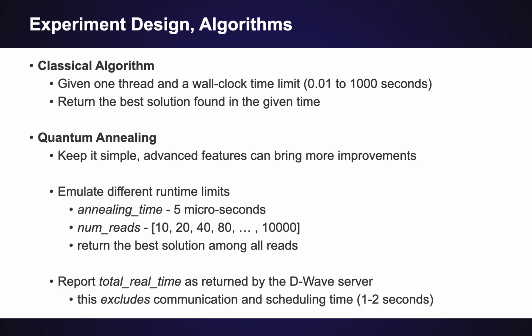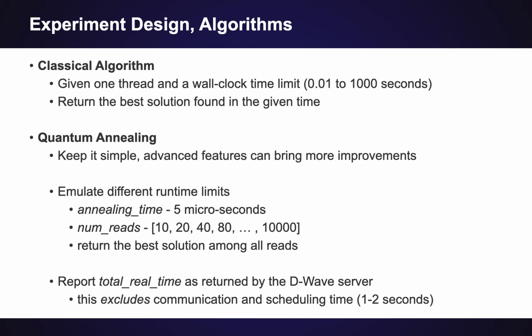For quantum annealing, we're trying to keep it simple. There's a lot of features on the D-Wave platform we could use, but we just try to keep the experiment as simple as possible in the interest of replication. So we emulate different runtimes by setting the annealing time to 5 microseconds, and then setting the number of reads we'll take on the D-Wave between 10 and 10,000. As we take more reads, it takes more time, and so this simulates different types of time limits. We'll always return the best solution among all the reads that were executed.